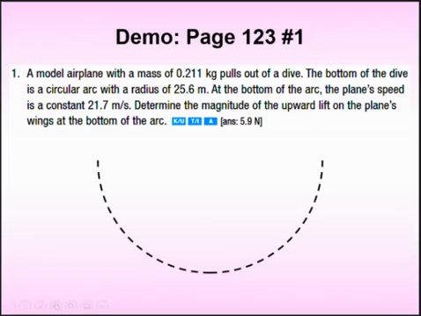At the bottom of the arc, the plane's speed is 21.7. Go ahead, everyone. So you have this diagram, right? What's the magnitude of the upward lift force that will make sure the plane actually starts going up? Tell me the forces. What's the first force on the plane? Go ahead. Gravity.